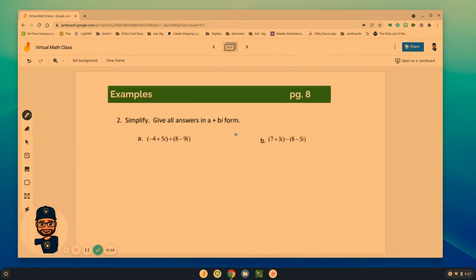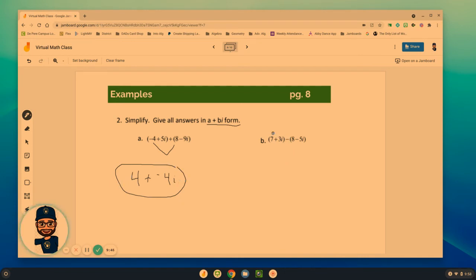Why don't you try these two? See what you get here in these two. Write our answers in the form a plus bi. I'm going to add my real numbers. Negative 4 and 8 becomes 4, plus 5i plus negative 9i is negative 4i. I'm going to stop right there because I cannot add real and imaginary together.